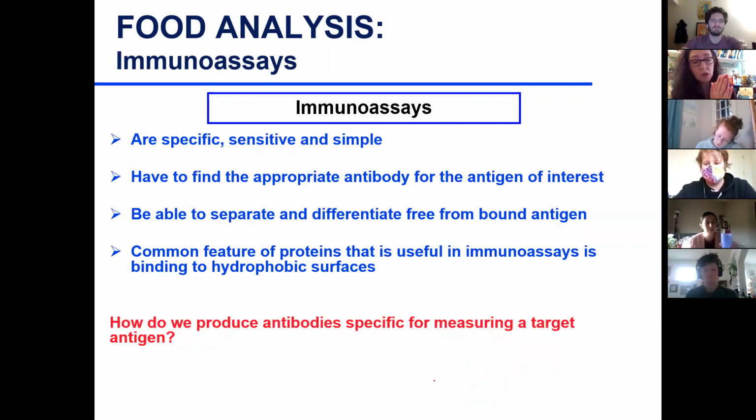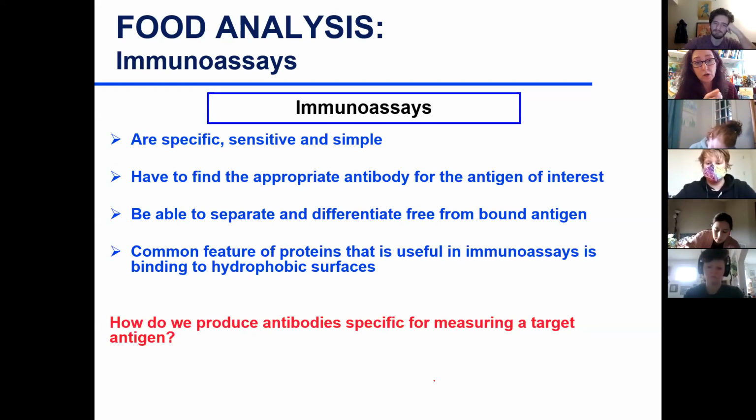So immunoassays, these are just general points of immunoassays. They are specific, they are sensitive, and simple. Many times you get these reagents in an assay and you just run a simple assay that is based on measuring absorption. So we really have to have a specific antibody for what we're trying to measure, which is the antigen of interest. And we should be able to separate and differentiate the bound antigen from a free antigen form. And how we do that is by labeling. I will talk about labeling in a minute here.